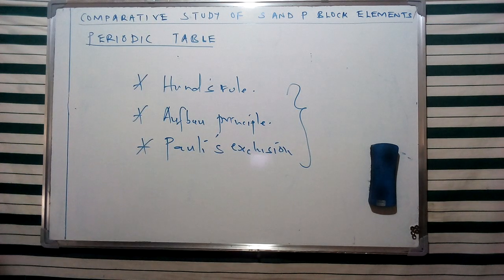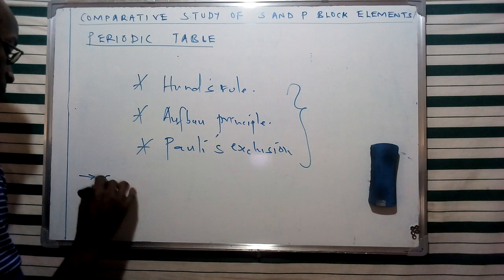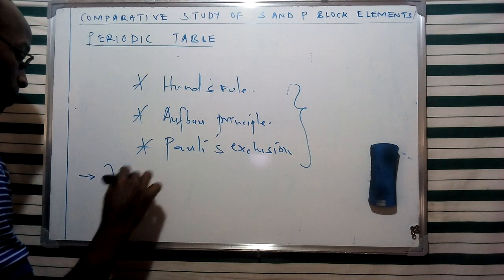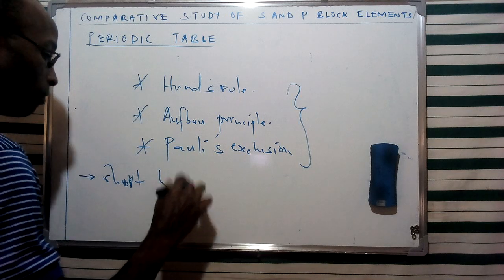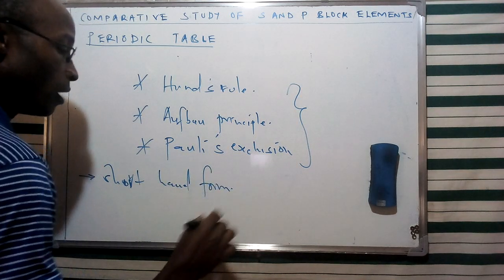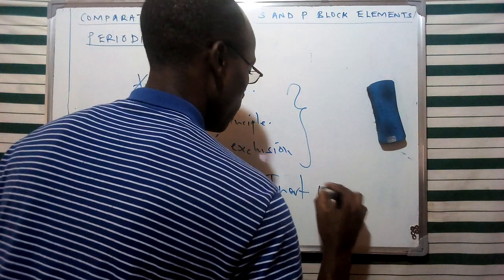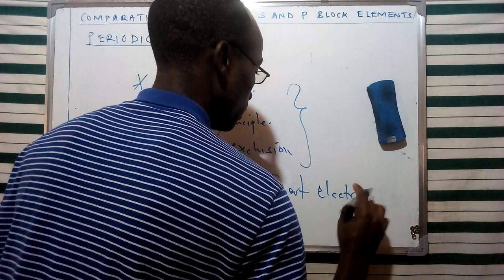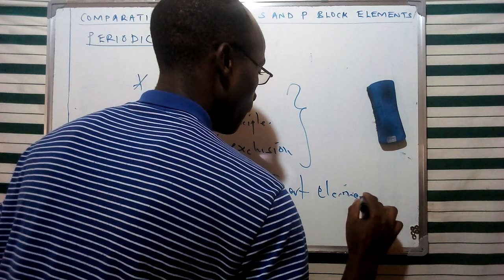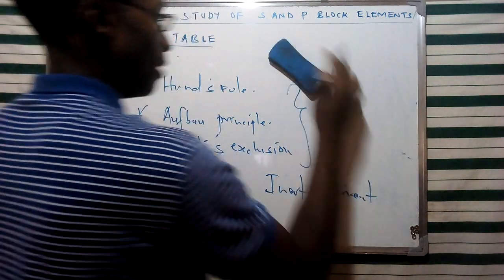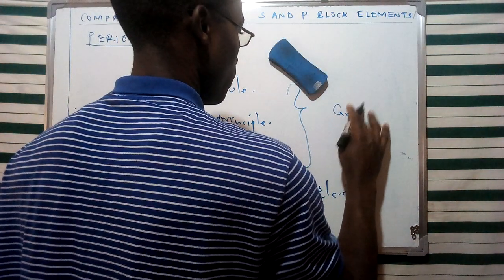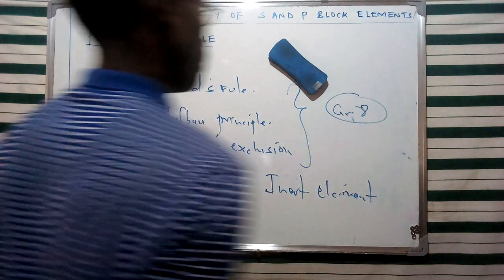Now, there's a particular trend in which we can give a shorthand form of this electronic configuration by use of what we refer to as inert elements, or the group 8 elements of the periodic table, which basically constituted the inert gases, which, of course, I had said constitute group 8 elements of the periodic table.